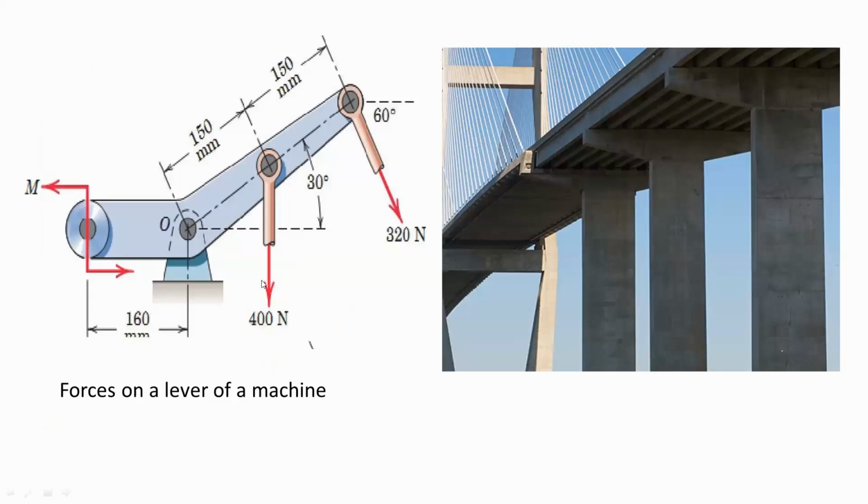The next example here: the forces on the levers of the machine. So these are different forces, and this is the lever subjected to different forces. So we will try to find out the reactions at the support point.